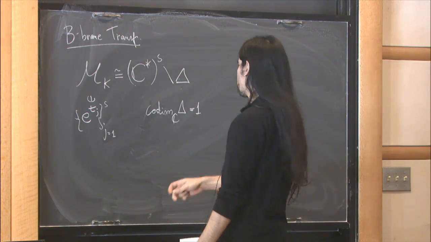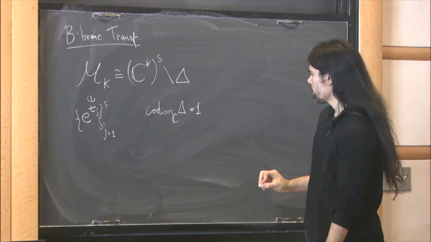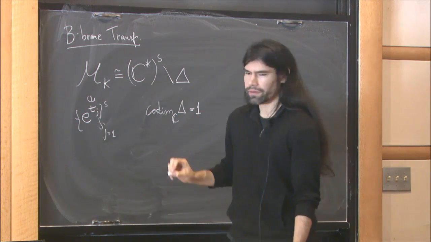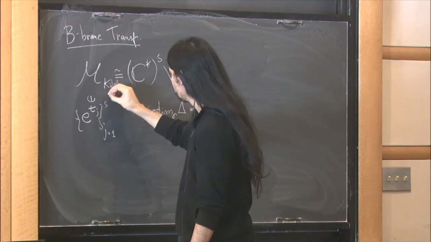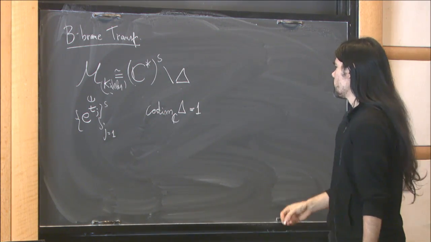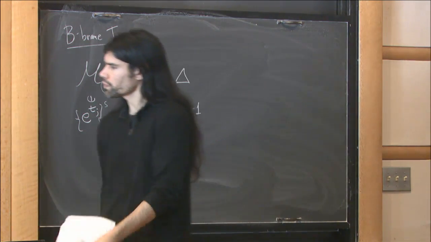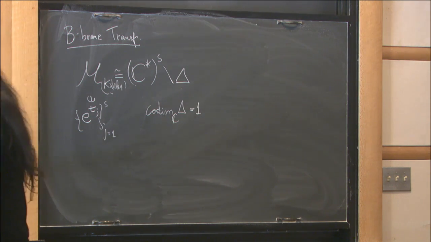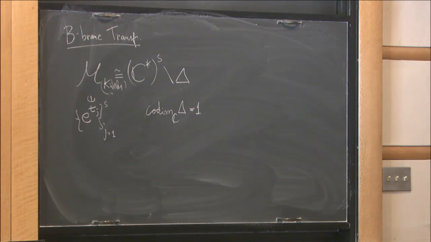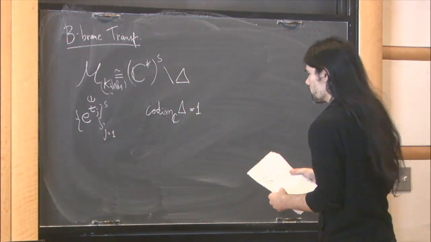So if you project, it's M_K, for Kähler. K is from Kähler. Where does the effective potential live? It will be a function here. We will see it explicitly. It will be a function on that torus.